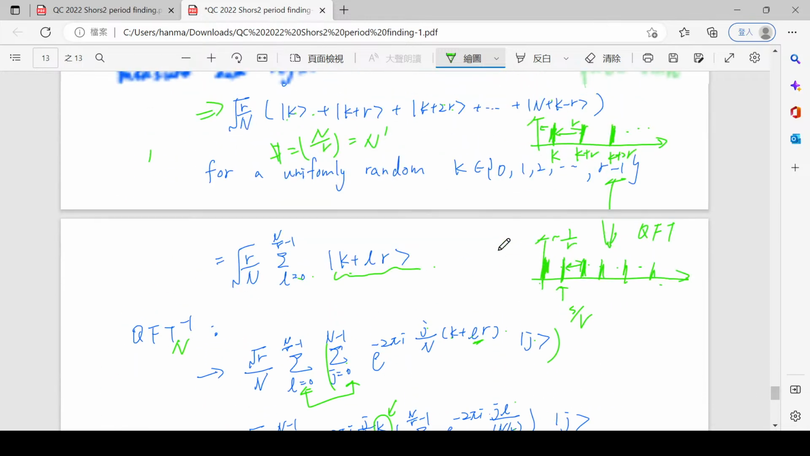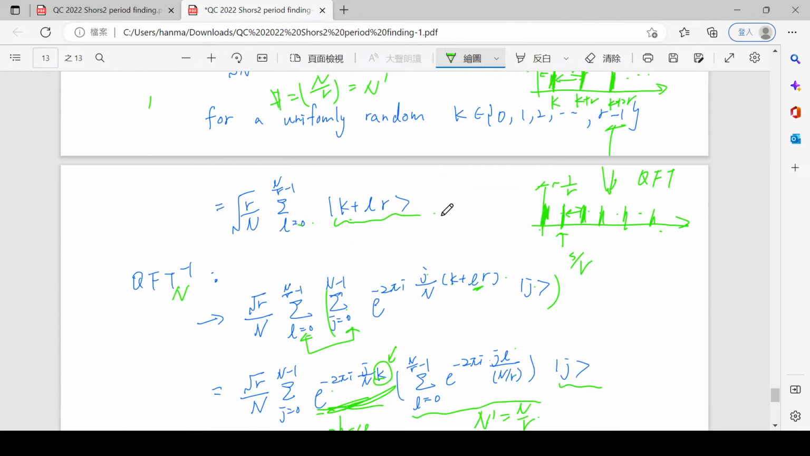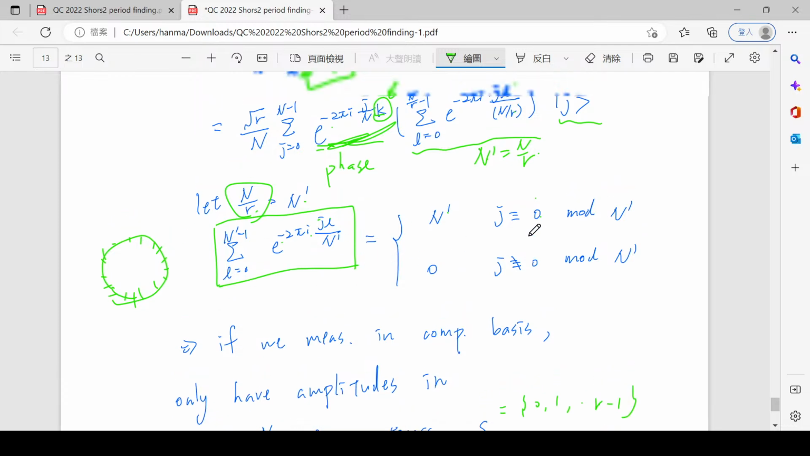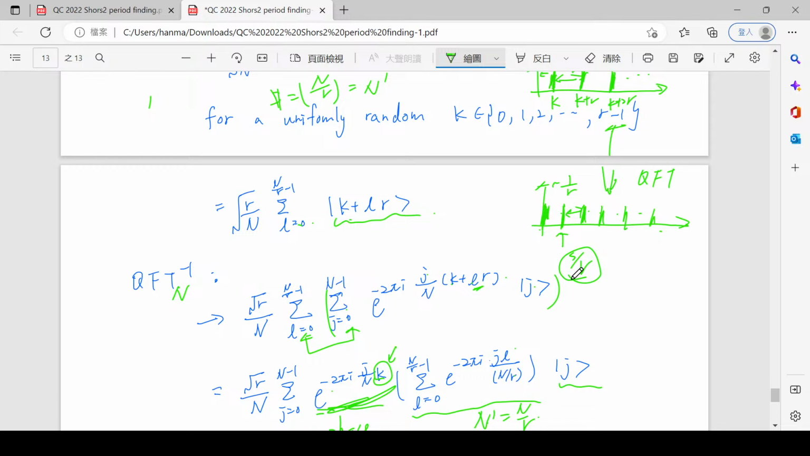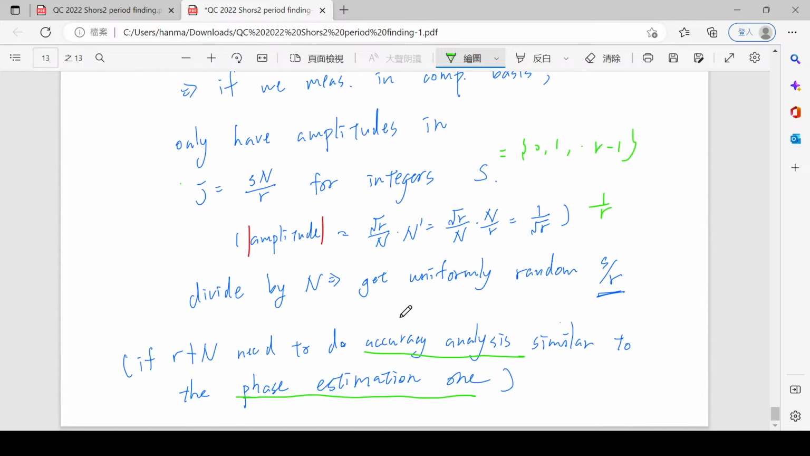And so that works out. So you measure this pulse train, no matter what k you get, you always get this S over R result. Okay, and then you get S over R, then you can go back to our previous period finding analysis, where you draw a whole bunch of different S over R, then you take the LCD over the different R, then you can learn R, then you can do number theory to get your factoring. Okay.